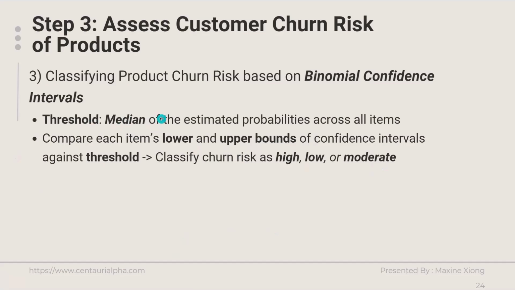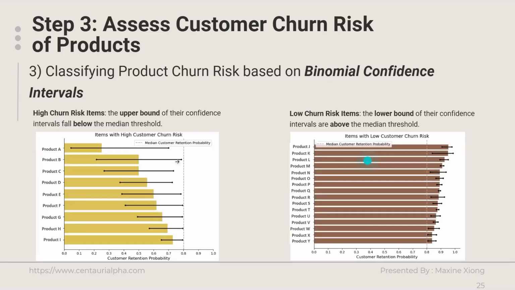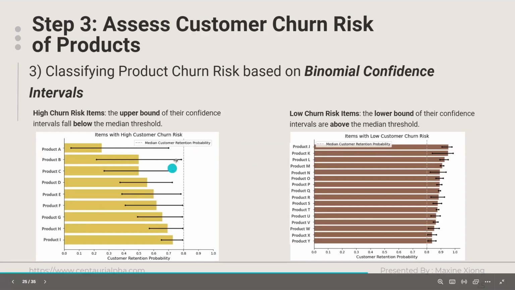In our case, we set the median of estimated retention probabilities across all items as the threshold, and this comparison allows us to classify each item's churn risk as high, low, or moderate. Specifically speaking, if the upper bound, which is the right end of the black bar, of an item's confidence interval is below the median threshold, it is recognized as a high churn risk item.